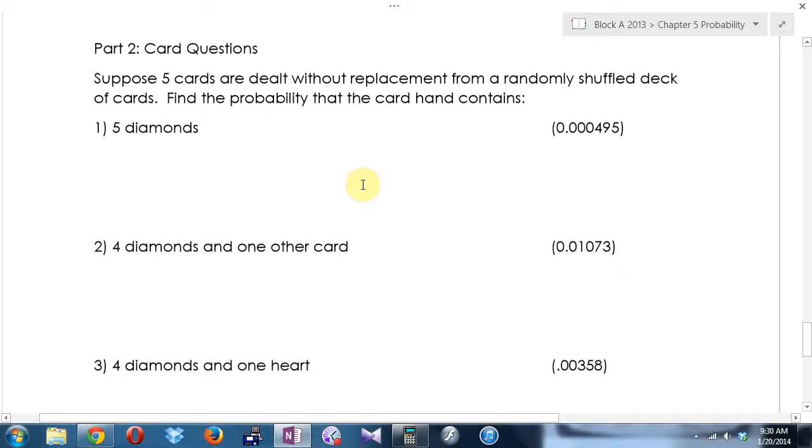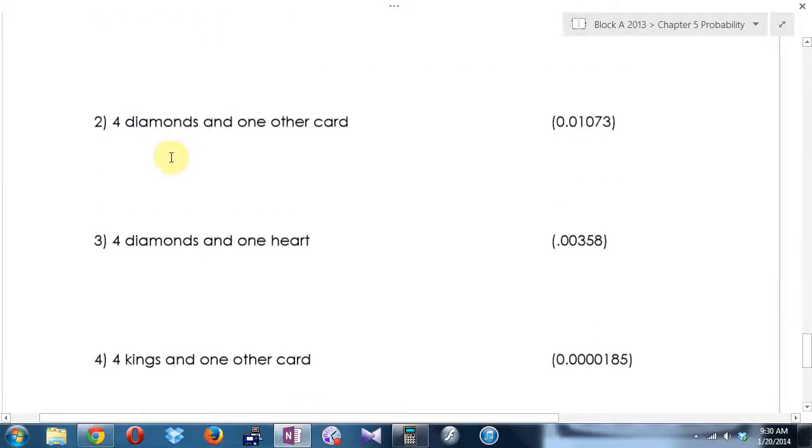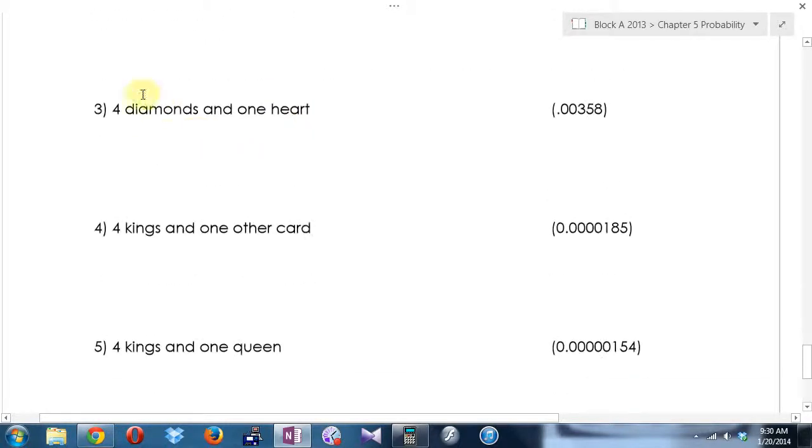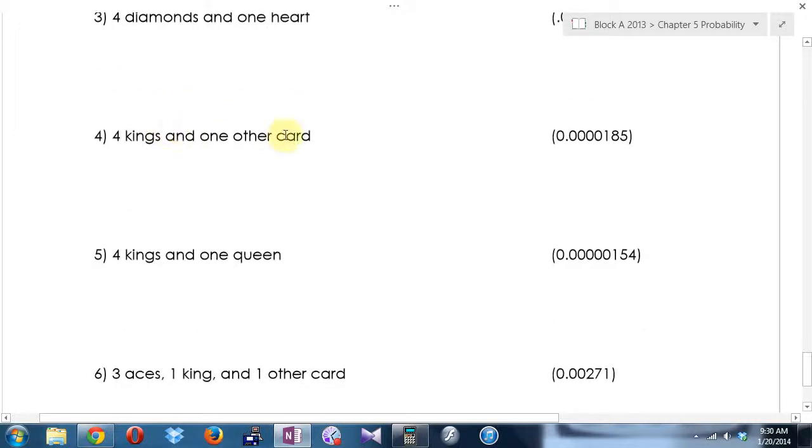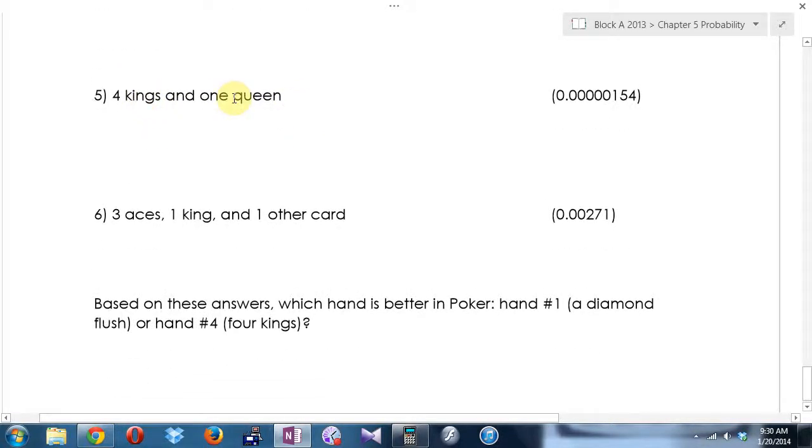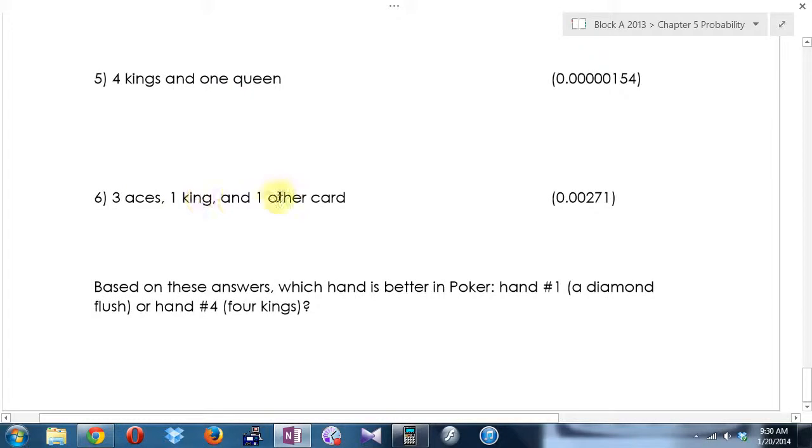So, suppose 5 cards are dealt. Find the probability that a card hand contains 5 diamonds, what we call a flush. 4 diamonds and 1 other card, 4 diamonds and 1 heart, 4 kings and 1 other card, 4 kings and 1 queen, 3 aces, 1 king, and 1 other card. Based on these answers, which hand is better in poker? Hand number 1, a diamond flush, or hand number 4, 4 kings? In other words, which one has the smallest probability? That's the better hand. So now you can start writing or regenerating the rules for poker.